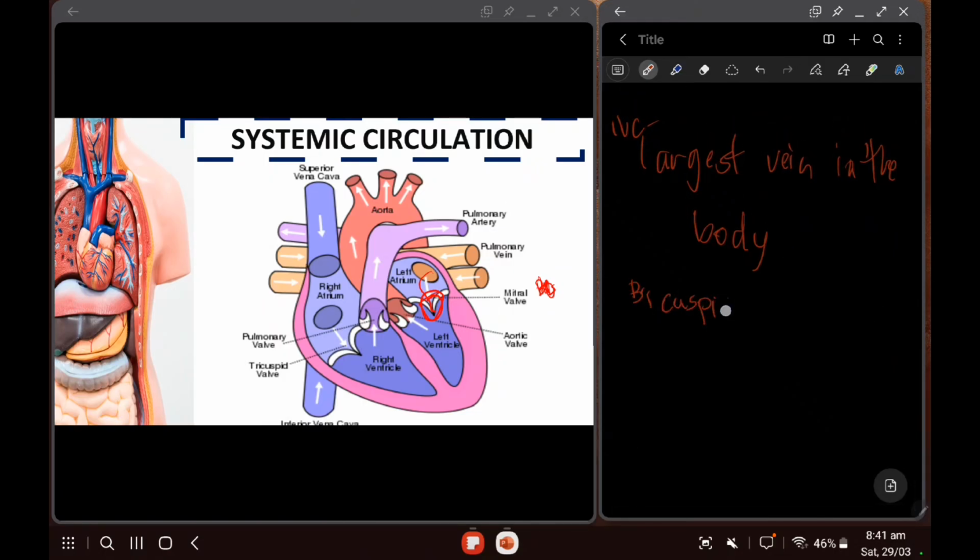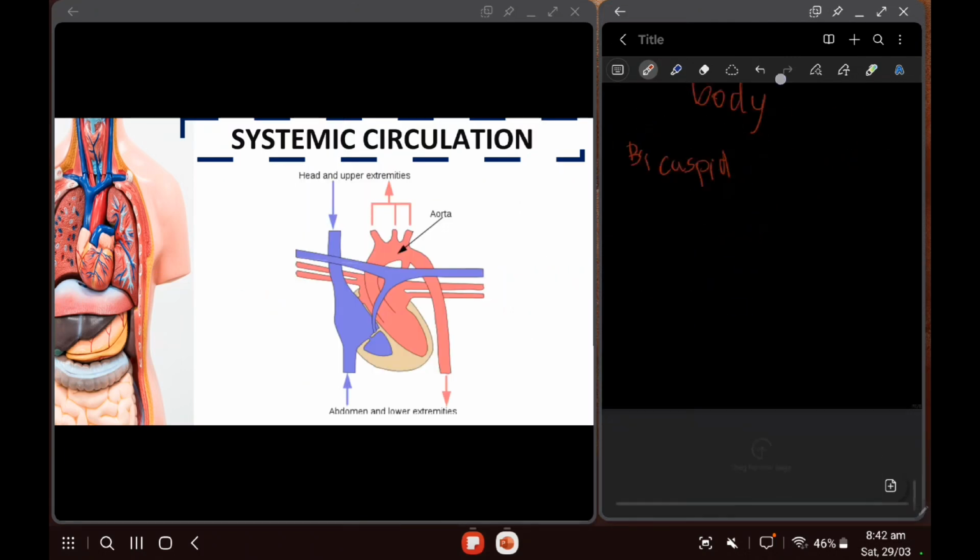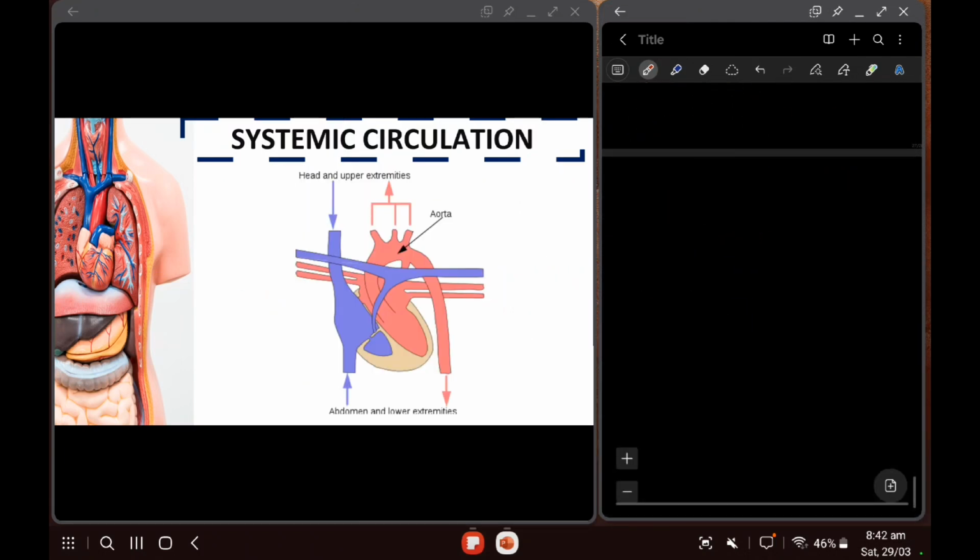Bicuspid valve. Then it pumps again, going to the left ventricle, and then pumps through the aortic valve. And then the aorta distributes the blood again. Then systemic circulation.